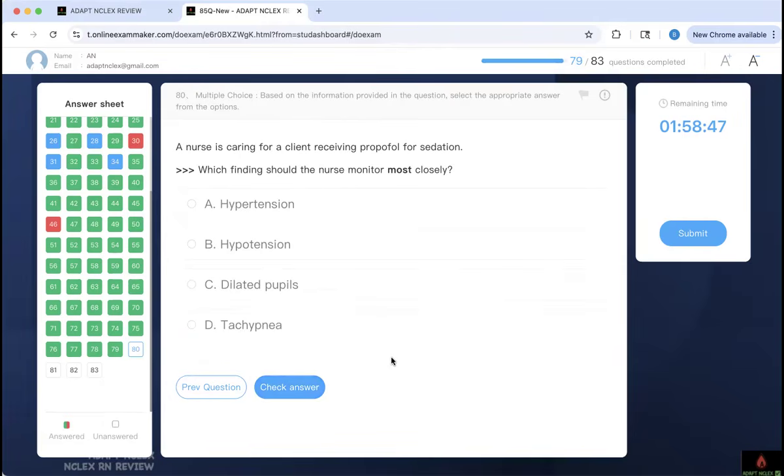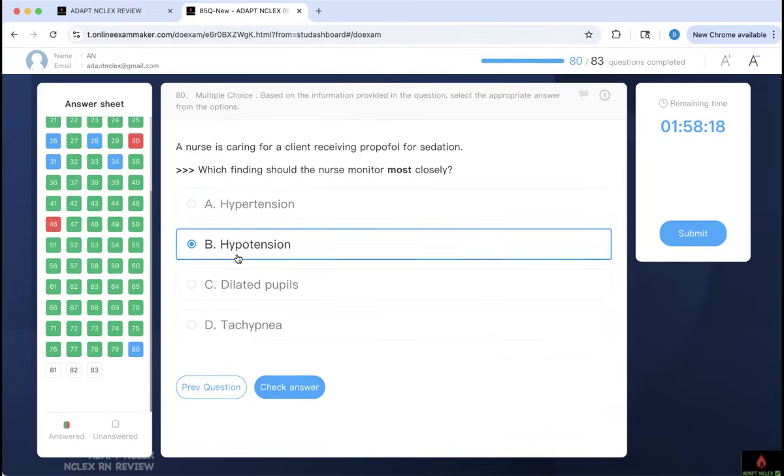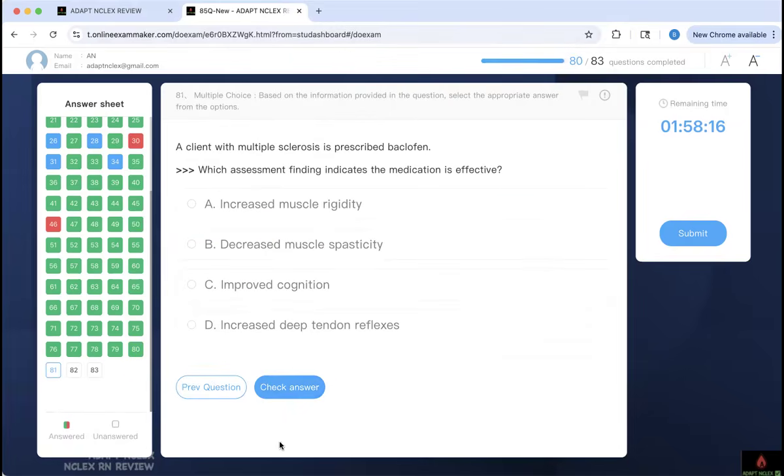And this is caring for a client receiving propofol for sedation, right? Which finding should the nurse monitor most closely? Hypertension, dilated pupil, tachycardia, tachypnea. Propofol is for sedation. What does it do? Even if you don't know, you have two options, hypertension and hypotension. One of them has to be the right answer. So which one are you going to pick? Hypotension. That's what it causes.